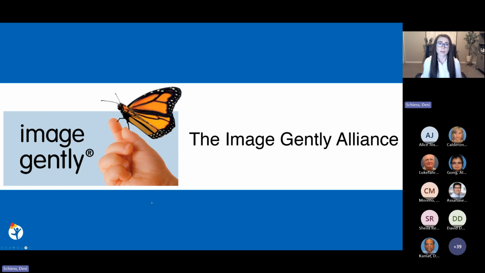So what can we do? As radiologists, we pledge to image gently, and you can do the same for your patients. This means following a principle known as "as low as reasonably achievable." This means that we use the minimum radiation dose needed to answer a clinical question.